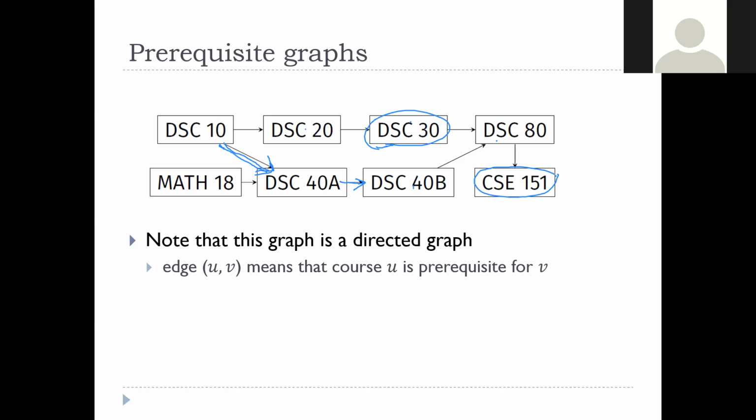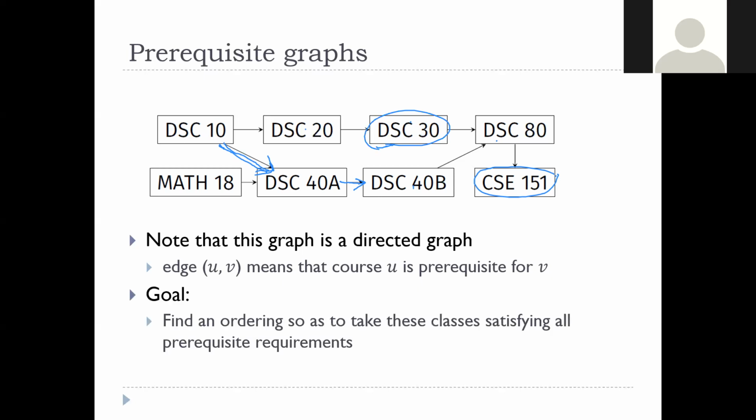So when you schedule your courses for your undergraduate degree, because you can only take courses in some sense sequentially, you want to find a linear ordering of the courses so that you can take them without violating any prerequisite requirement. For example, in this case, if I first take MATH 18, DSC 10, 20, 30, 40A, 40B, and then DSC 80, then CSE 151, this is okay because I didn't violate any prerequisite requirement.